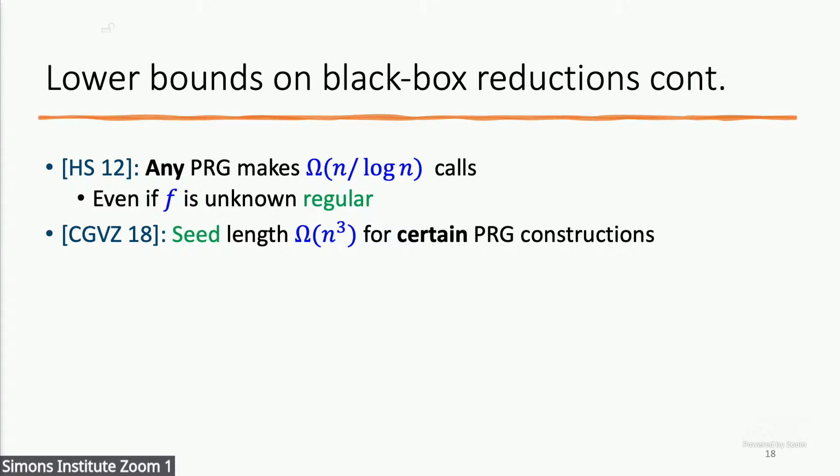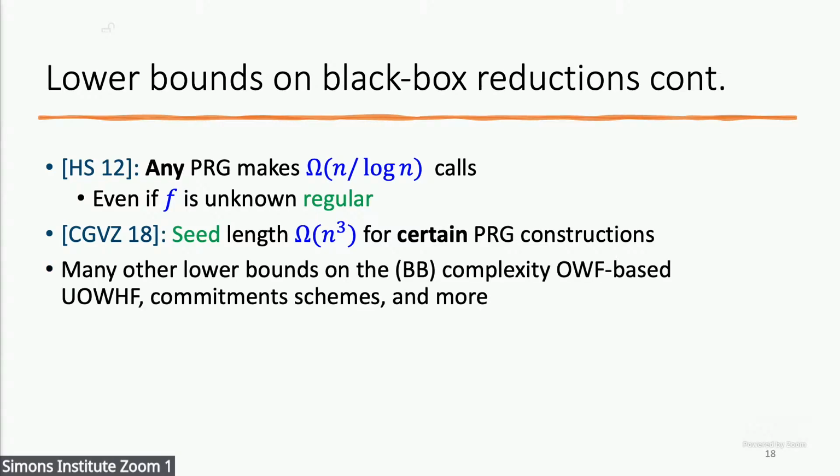Chen, Goose, Vedan, and Zhang proved that the most important, because number of calls is less important these days. What we care about more is the seed length. And we try to tackle this more important question. And they proved the matching lower bound, but for very, very restricted types of constructions. Okay, we weren't able to give a black box impossibility result that matches the n cube for any black box construction, also a very restricted type of construction. And there are many, many other black box lower bounds on many constructions, and many, many open questions.